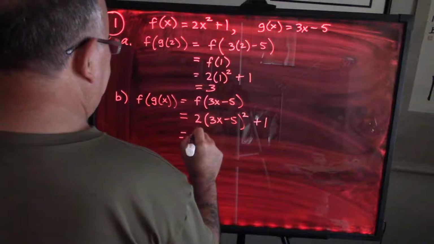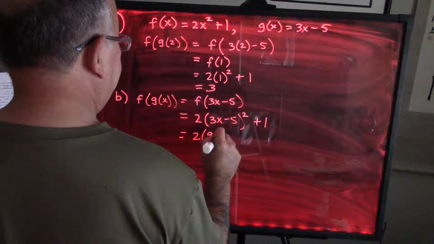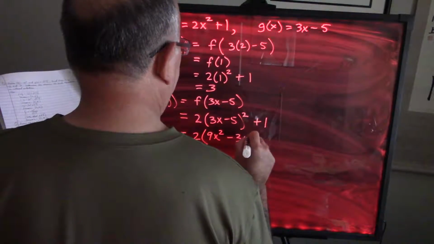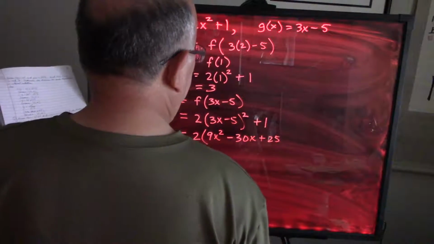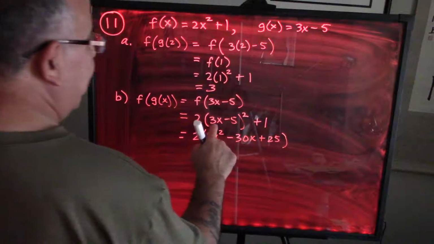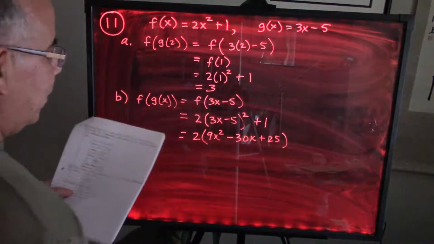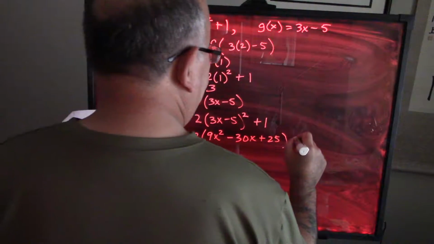So this is equal to 2 times 9x squared minus 30x plus 25. So that's a minus b squared is a squared minus 2ab plus b squared. Okay, so there's your a squared minus 2ab plus b squared, and then plus 1.